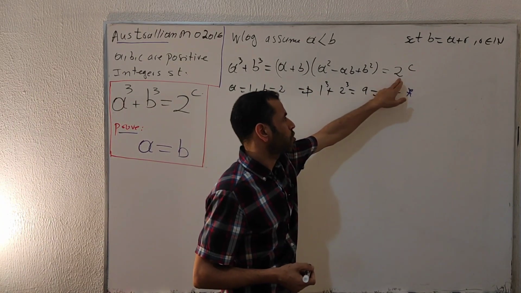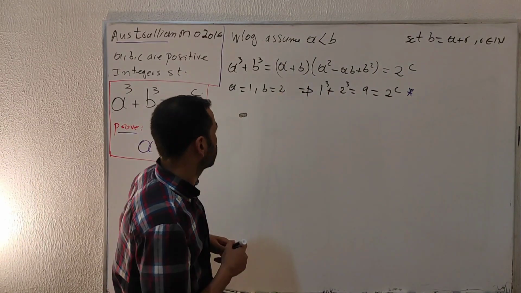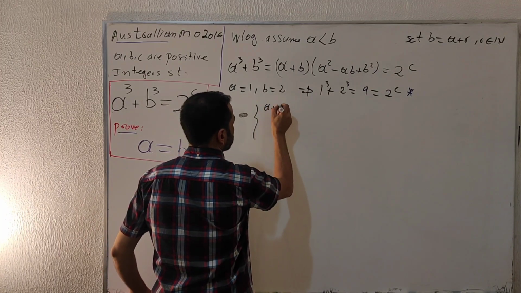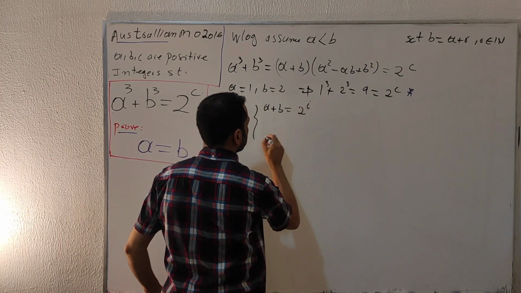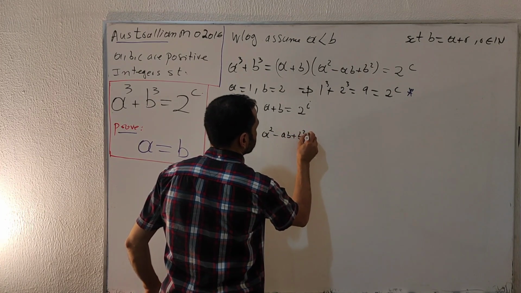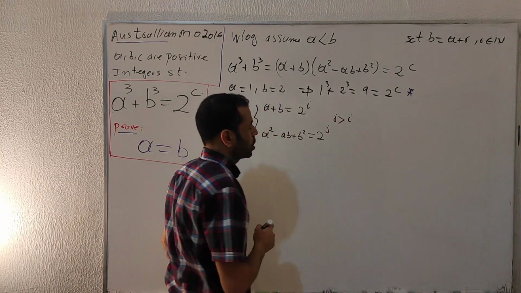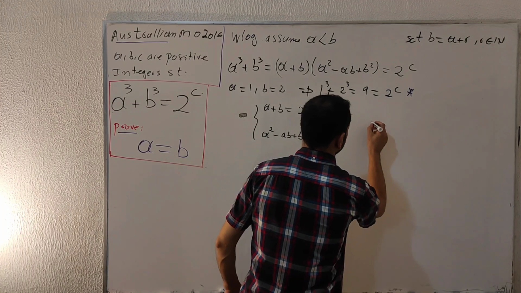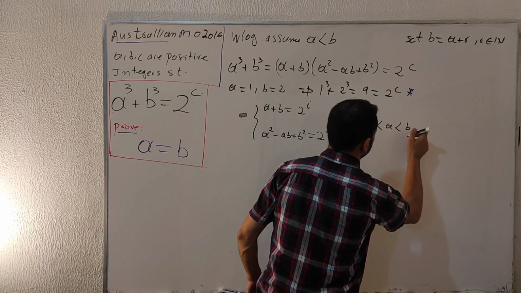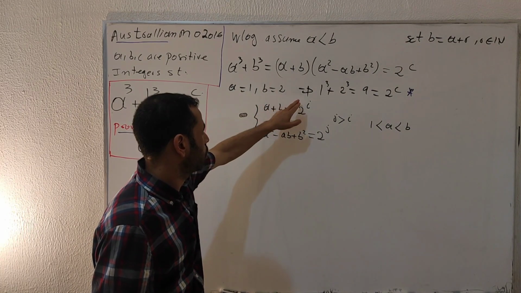Let's work on this one now. Since the right hand side of this equation is a power of 2, the left hand side of this equation is a power of 2 as well. So I'm going to transfer this into an equation system. We have A plus B equals 2 to the I. Second equation: A squared minus AB plus B squared equals 2 to the J, where J is strictly superior than I. But which condition is this verifying? The condition where A is strictly inferior than B. We already checked A equals 1, B equals 2, and it didn't work.